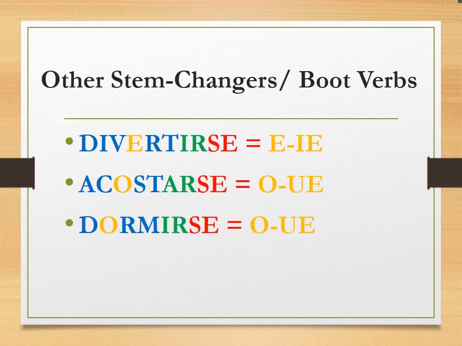Other stem changers, I want you to pause this right now, and I want you to draw 3 conjugation charts. See if you can do these. You have divertirse, the E goes to IE. You have acostarse, the O goes to UE. Acostarse means to go to bed. And dormirse means to fall asleep. The O goes to UE. So pause it and see what you can do.